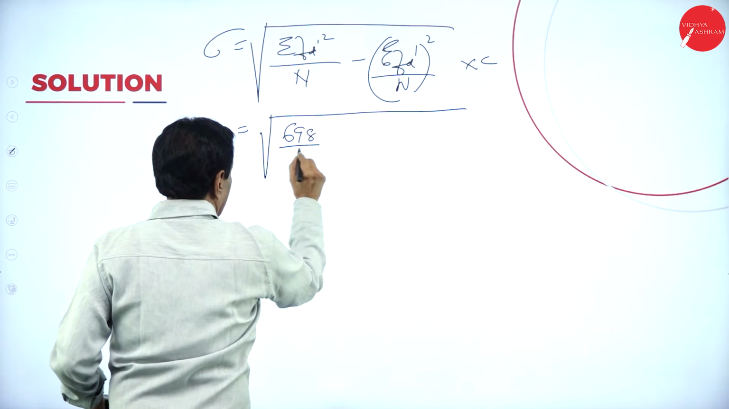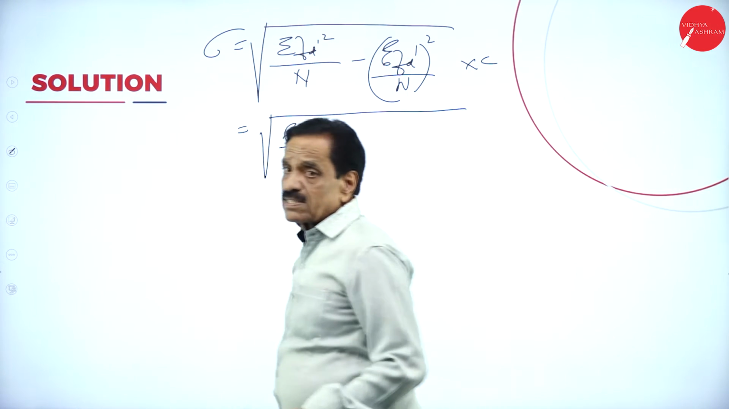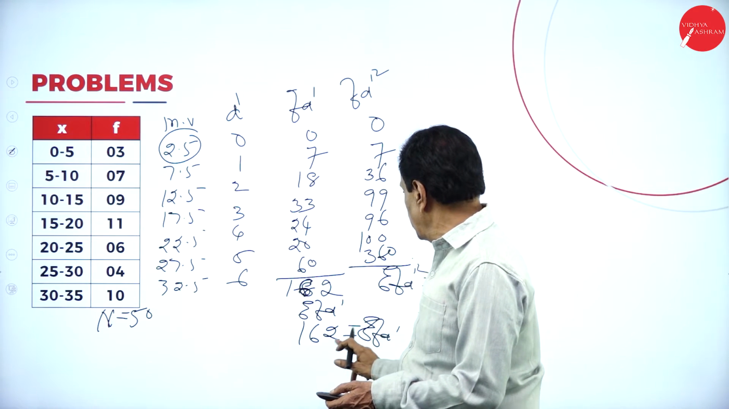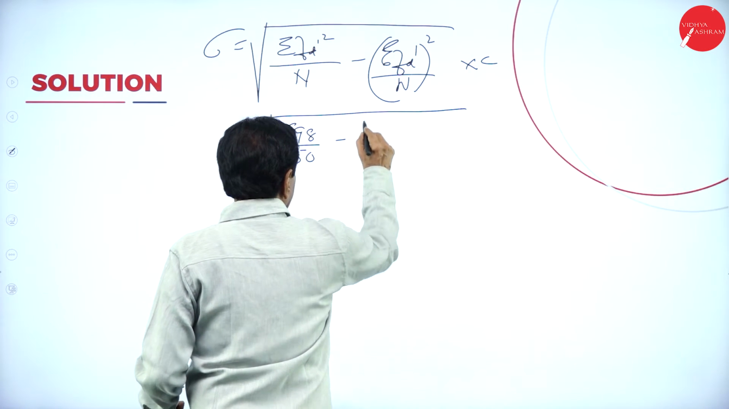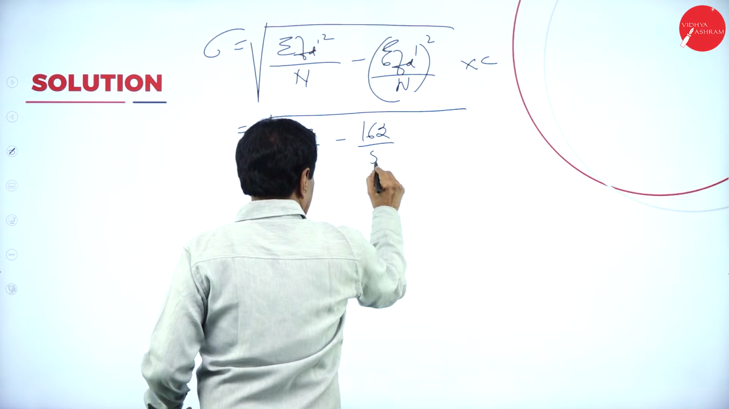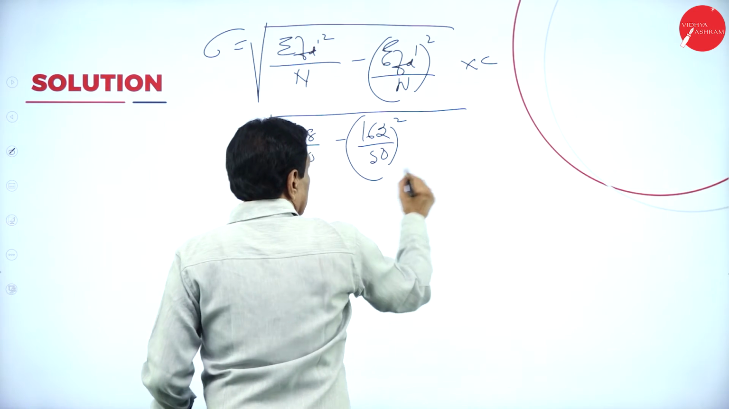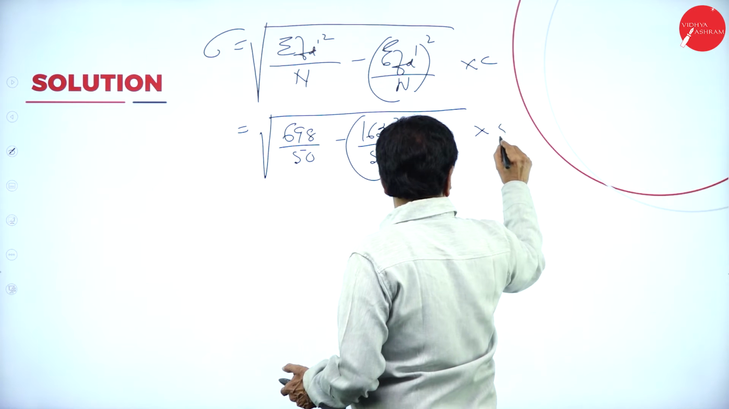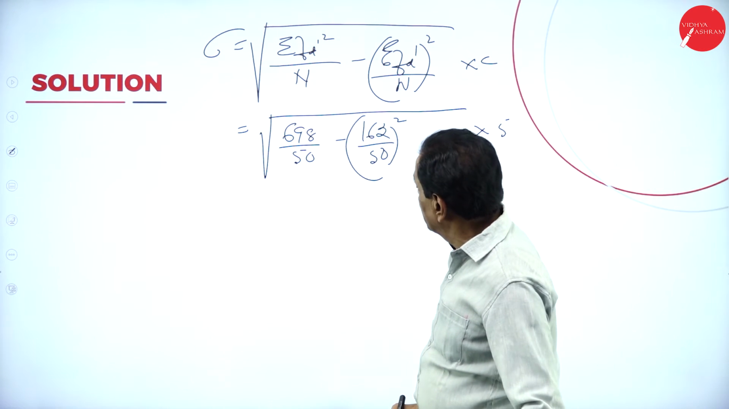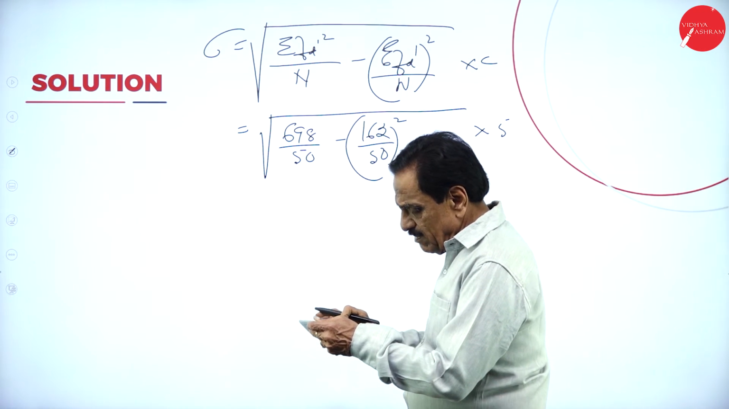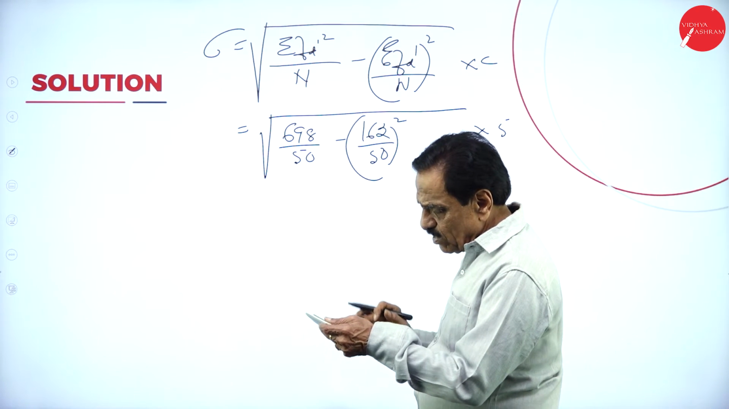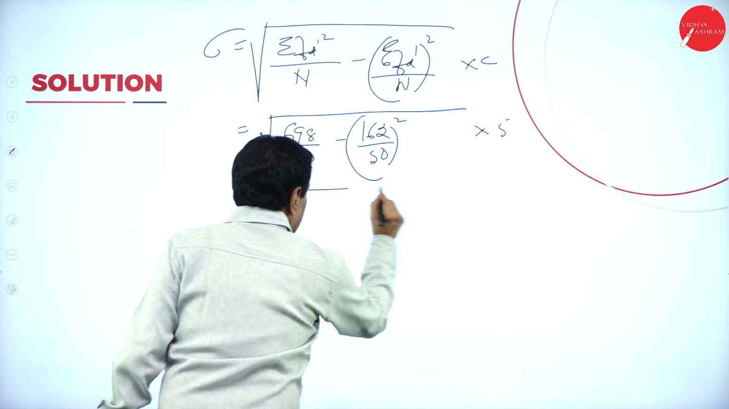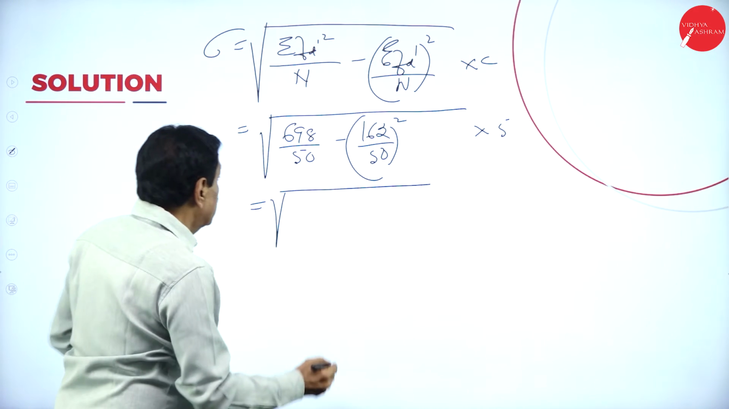698 divided by 50. What is the next number? Sigma ft dash is 162 divided by 50 whole square into your class interval, which is 0 to 5, means 5. We'll simplify this. 698 divided by 50 is equal to 13.96.